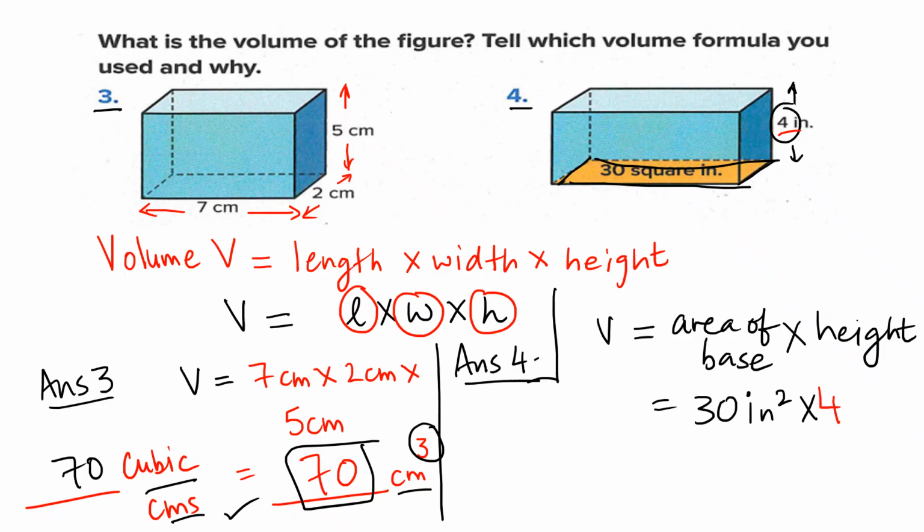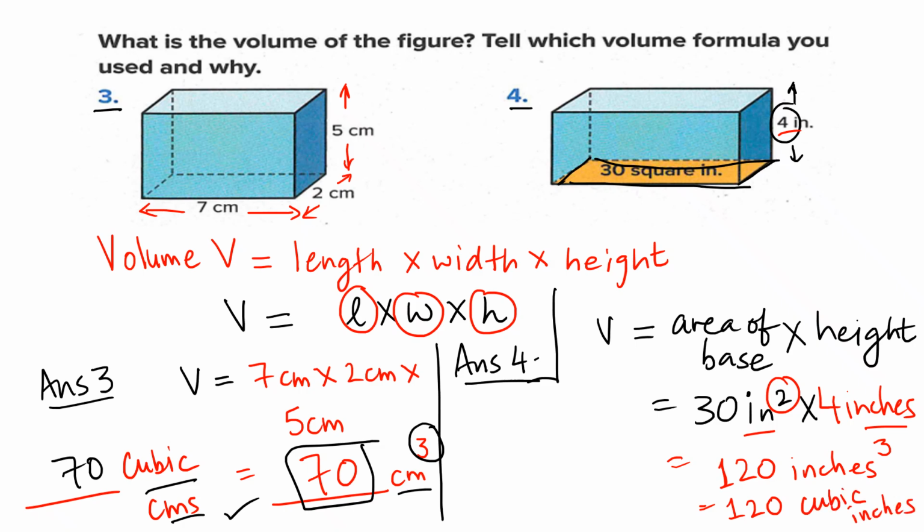Height is 4 inches. So I multiply them both. So 30 multiply with 4. That's going to be 120, and inches square multiplied with inches is going to be inches cube. Power becomes 3, 2 plus 1. Or you can also write answer as 120 cubic inches. Both are correct. Okay. This is how you use the formula for volume. When you get this question in your exam, please write the formula and don't do calculation mistake.